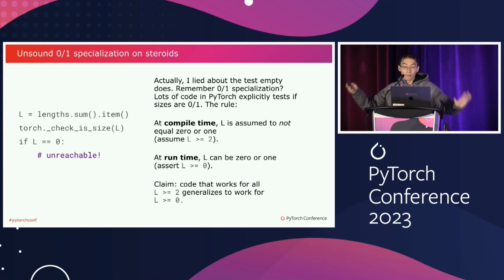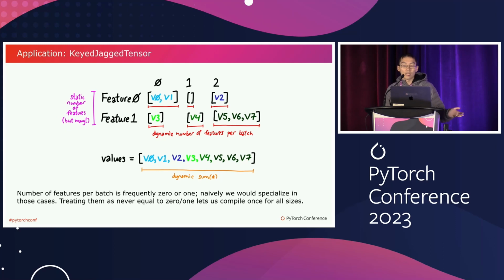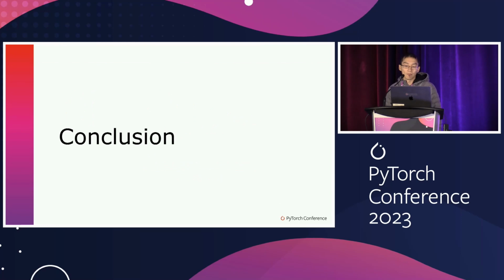So beware. And we're using this to good effect on things like KeyedJaggedTensor, also a thing from TorchRec, which represents sparse features from users. Due to sparsity, many features will often only have 0 or 1 elements in them. If you 0-1 specialize them, you will spend forever recompiling as, this feature is 0, now that feature is 0. If we use unbacked symints, which are assumed to be greater than or equal to 2, we can just generate a single compile product that works for any sparsity pattern.